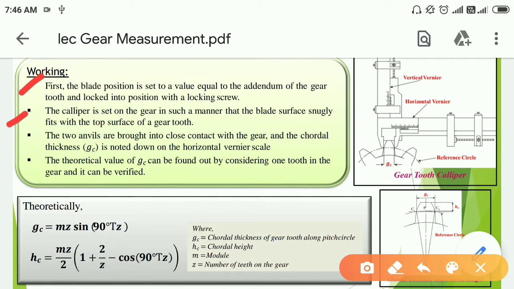The theoretical value of chordal thickness can be found out by considering one tooth in the gear, and it can be verified. For theoretical, the equation for chordal thickness of the gear tooth along the pitch circle is m into z sin 90 degrees divided by z. Next is for chordal height: mz by 2 into 1 plus 2 by z minus cos 90 degrees divided by z.